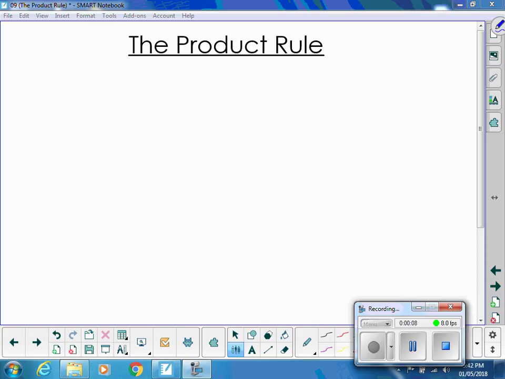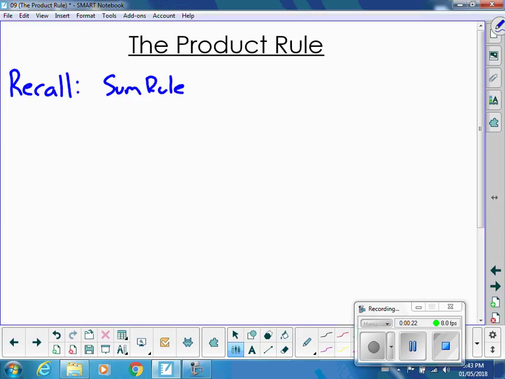We're going to continue on with what's called the product rule. First, to get an idea where we're heading, recall from yesterday that we had rules for sum and difference. For example, the sum rule said that if I want the derivative of a sum, then I can just do the sum of the derivatives of the different pieces.